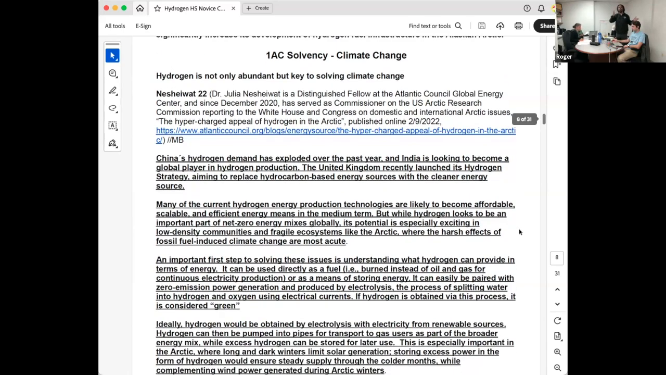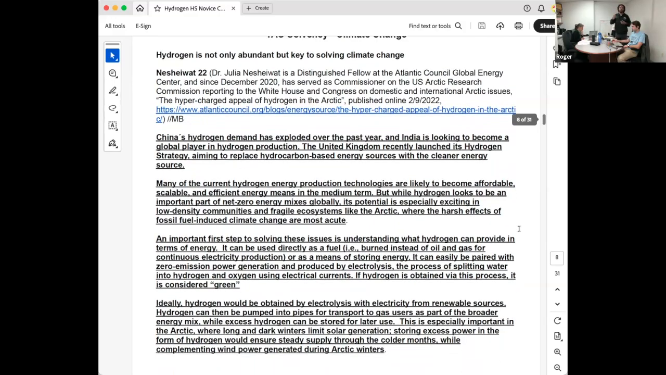And all this card is really saying is that hydrogen is more key than any other renewable energy source that we could have, because not only is it abundant, but as we'll get into later, the byproduct of using this fuel is water vapor, which is basically clean air. And I will cede there to Cross-X.